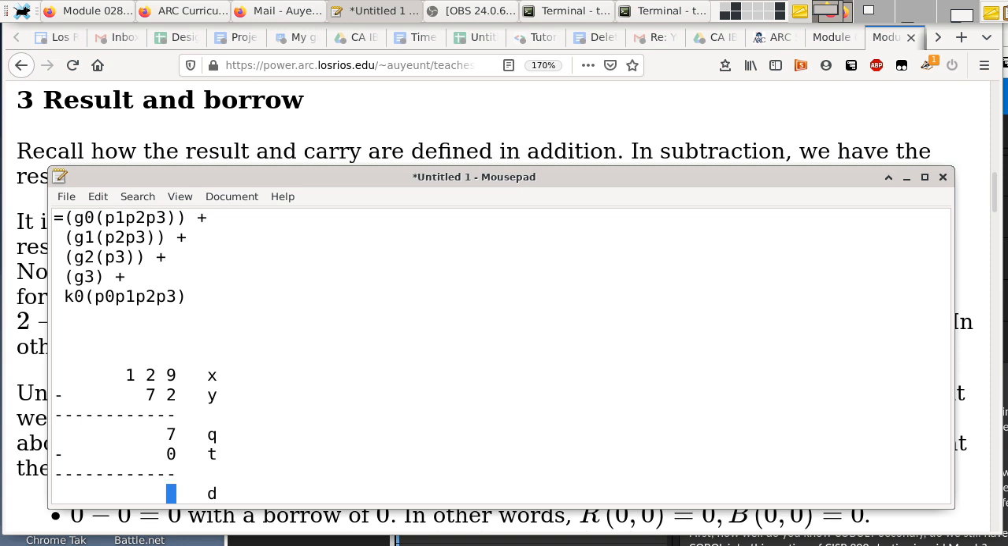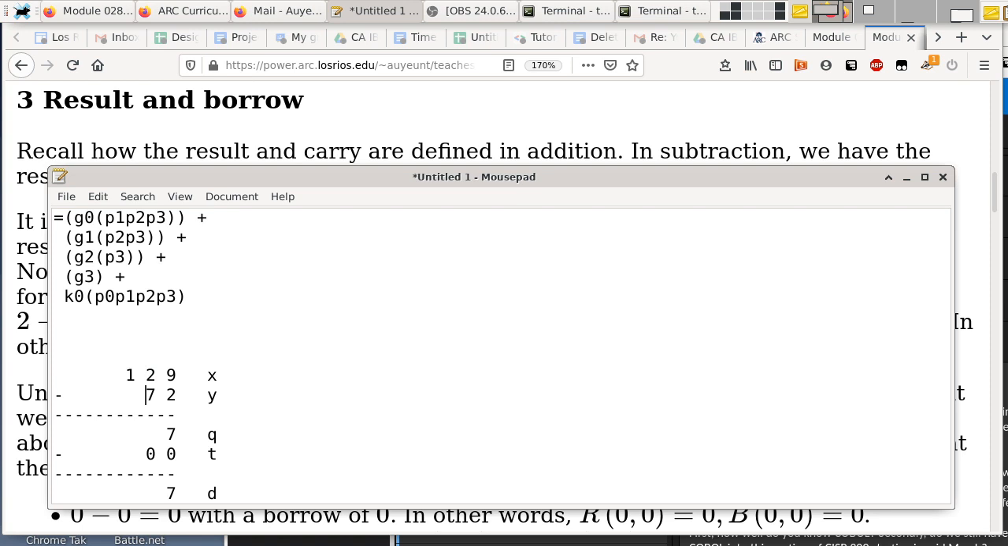What is 7 minus 0? Well, that's just 7. So now you have to ask the question, did we borrow anything from the next column? 9 minus 2 didn't need to borrow. 7 minus 0 did not need to borrow. So we don't have to borrow at all from the next column. So that means nobody borrowed from this column. So the borrow from this column is a 0. Is that okay?